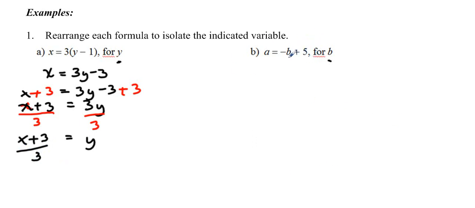All right, let's try this one. We need to get b by itself. So I could get rid of the 5 here. So I have minus b plus 5. Oopsie. I'm just going to undo that.